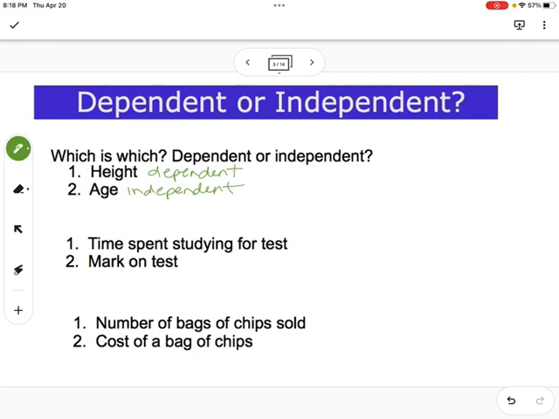The next one, time spent studying for a test and the mark on the test. So in general, the more you study, the higher your mark will be. So our independent is the time spent studying, and the mark on the test will be the dependent. Okay, and number of bags of chips sold, and the cost of the bag of chips. Okay, so if we think about it, if the bags of chips are on sale, if they are cheaper, then more of them would be sold. So our independent is the cost of the chips, and the dependent is the number that are sold.